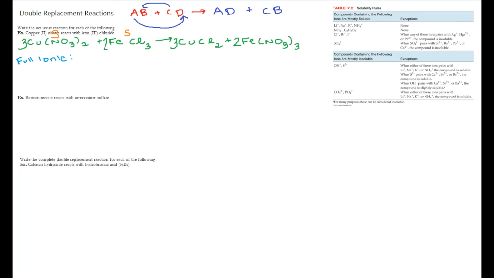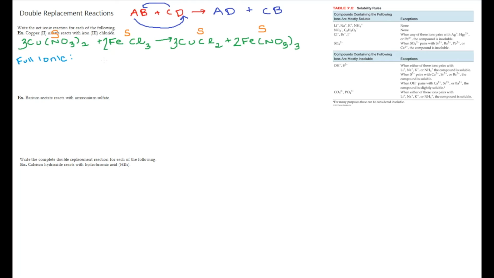For copper chloride, I found my chloride right there. It says when any of these ions pairs with silver, mercury, or lead, it's going to be insoluble. Otherwise, it's going to be soluble. In this case, this is going to be soluble because it's not an exception. And then finally, for nitrates, nitrates are always soluble. Therefore, that's going to be soluble. So here is what you would write for your full ionic. I have to break everything apart because nothing is insoluble.